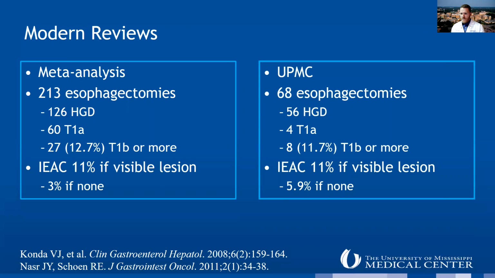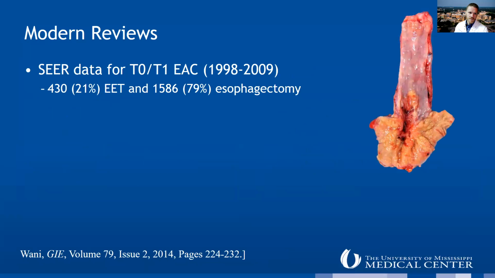University of Pittsburgh had a single institution series of 68 esophagectomies with basically the same outcomes. 11% had a T1B or greater lesion. And again, if there was no visible lesion, there was only cancer found in 5.9% of those. So very comparable to the meta-analysis at large.